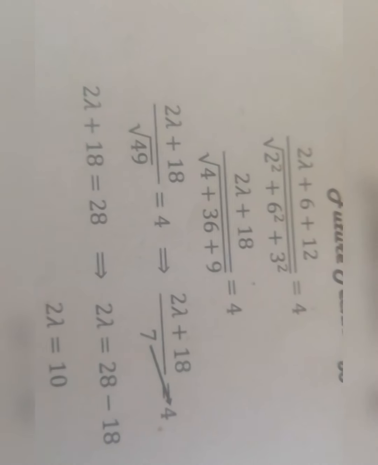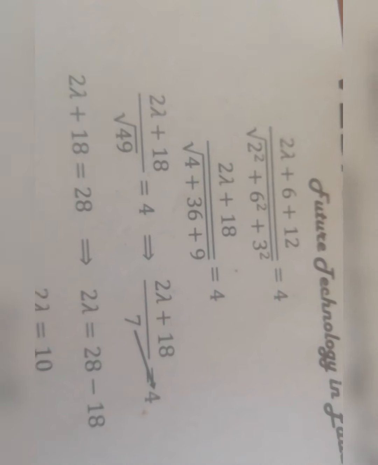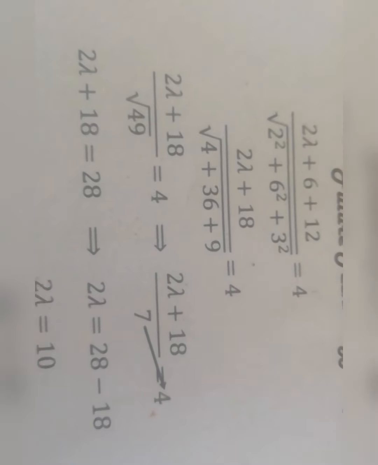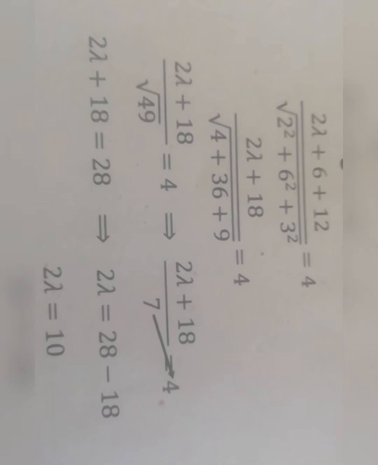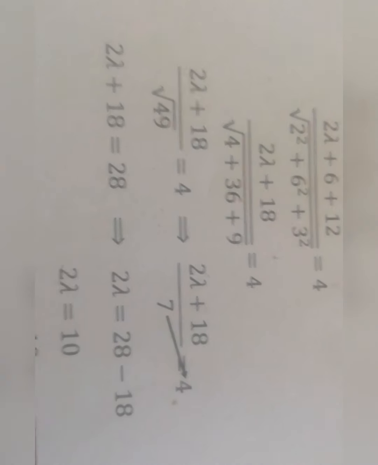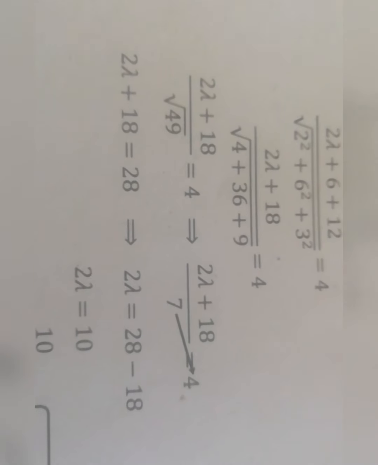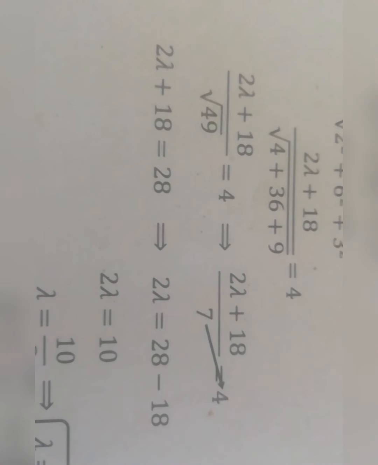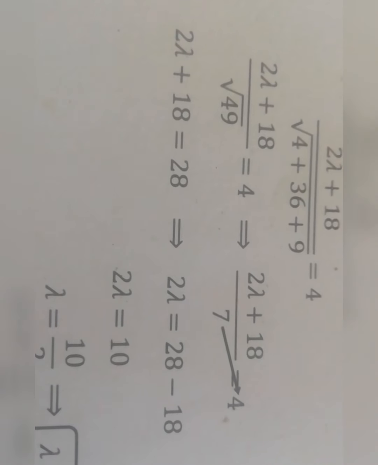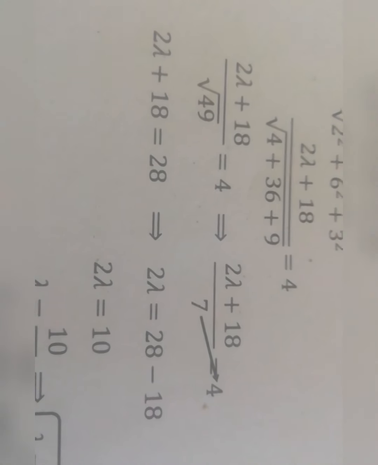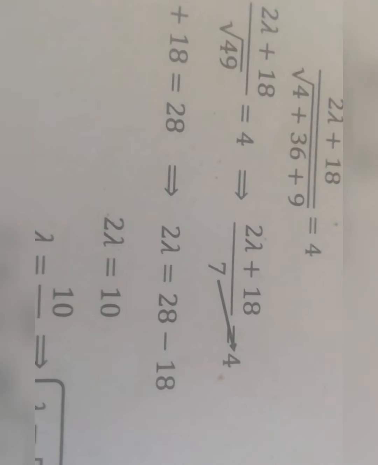So what is the next step? Find the a dot b. 2 into lambda, 2 lambda, and next is 6 plus 12. So root of 2 square plus 6 square plus 3 square. So modulus value. Just see 2 lambda plus 18. Root means 49. That is 4 plus 36 plus 9. Root 49. Root 49 means 7.